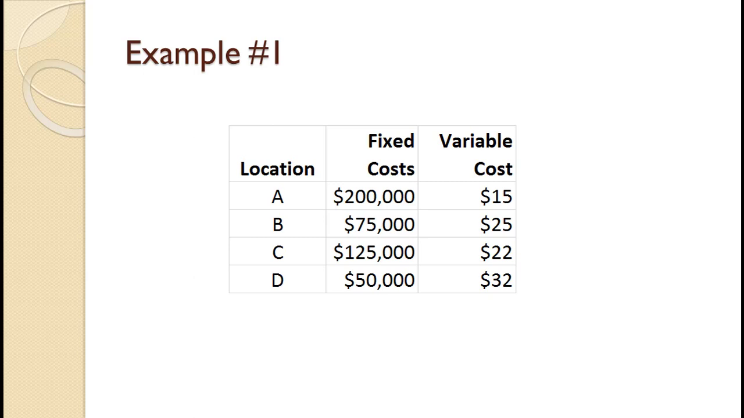A company is considering 4 locations. The fixed and variable costs for each are shown on the slide. Plot the total cost lines for each location on a single chart. Identify the range of outputs for which each location has the lowest cost. Finally, if the expected volume is 10,000, which location should they select?